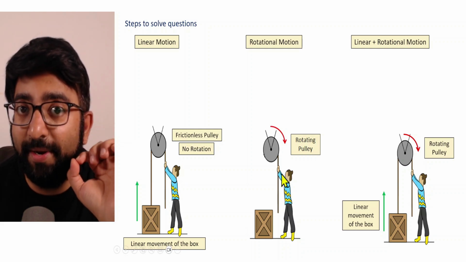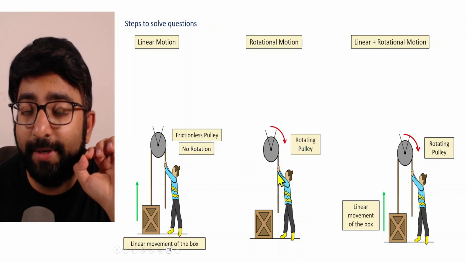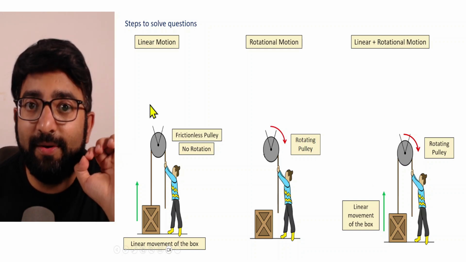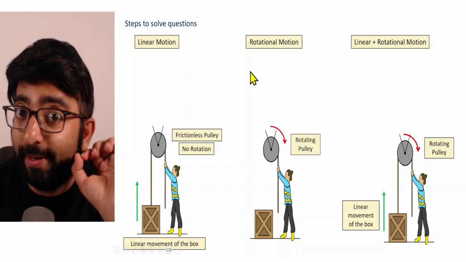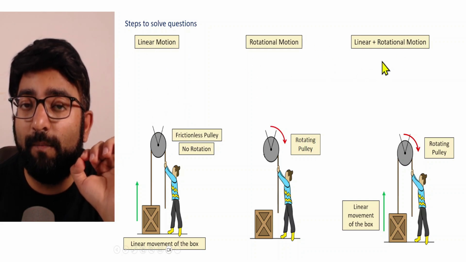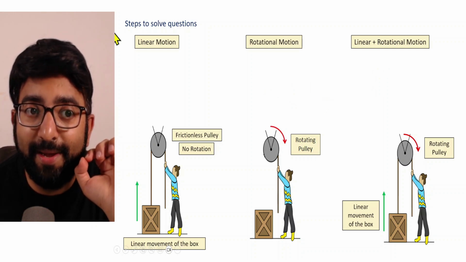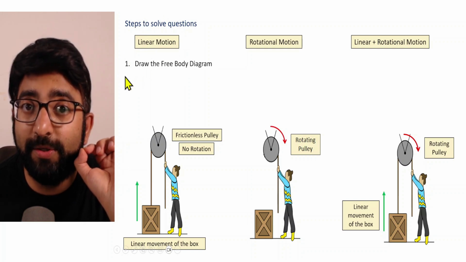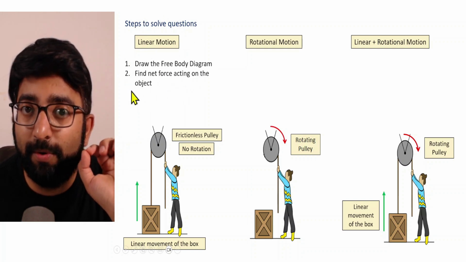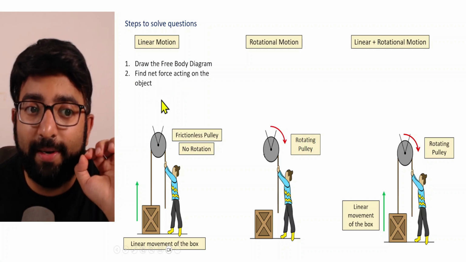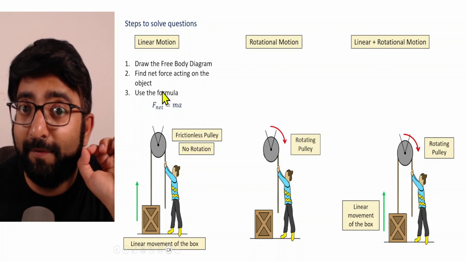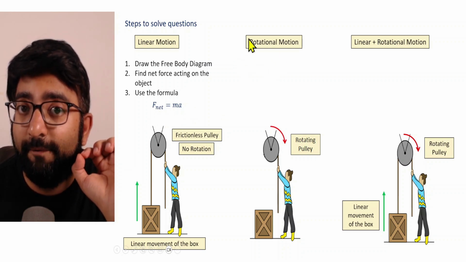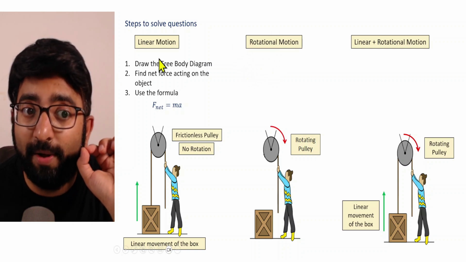Why I have shown these three diagrams is because whenever any question is presented to you, you need to figure out which category it falls under. Is it only linear movement? Is it only rotational movement? Or is it a combination of both? Once you have identified that, let us see what the steps are to solve questions. In category one, step number one is to draw the free body diagram. Step number two is to find the net force acting on the object. And the third step, like we have used a lot, F net is equal to ma is the formula to be used. In category two, where only rotation is happening, step one stays the same.